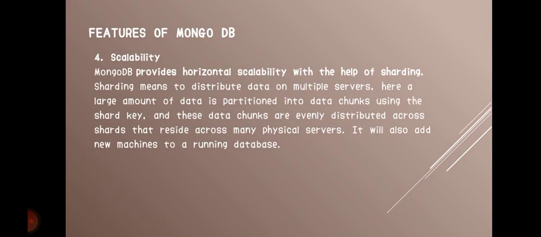Next, scalability. MongoDB provides horizontal scalability with the help of sharding. Sharding means distributing the data across multiple servers. Here, the large amount of data is partitioned into data chunks using the shard key. These data chunks are evenly distributed across shards that reside across many physical servers. It also allows adding a new machine to a running database.